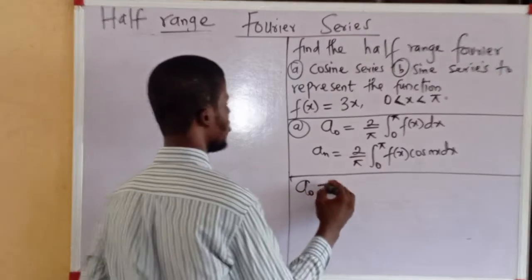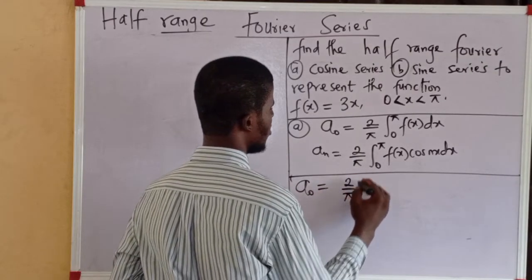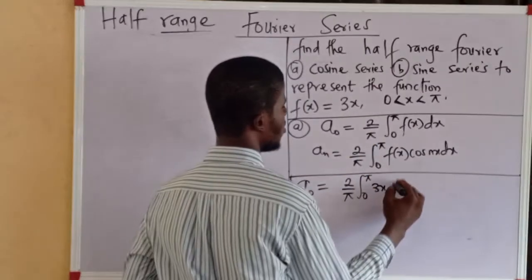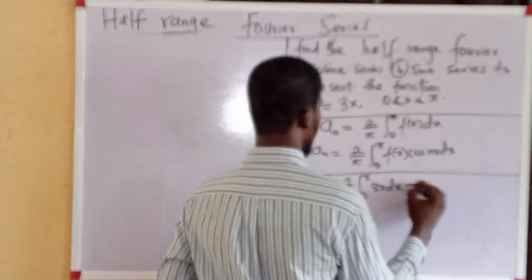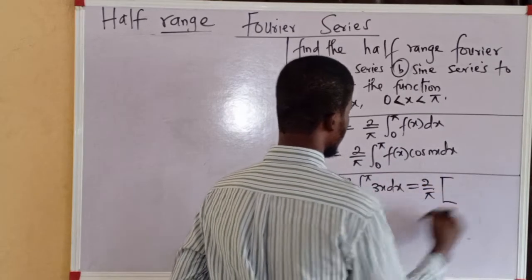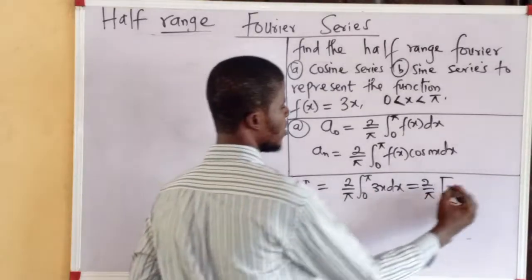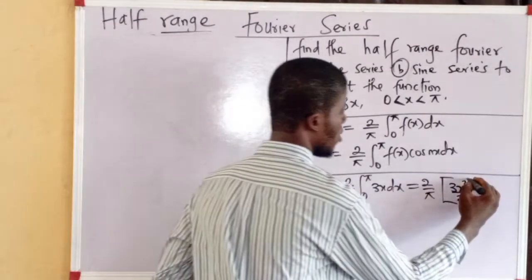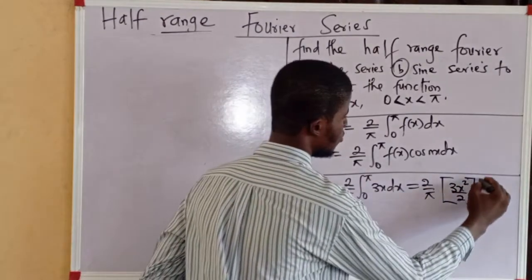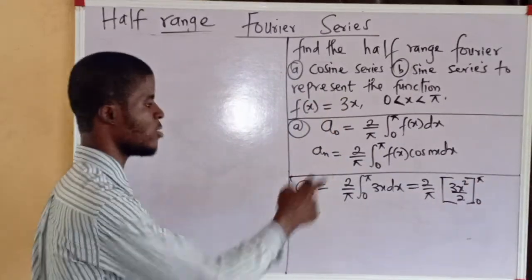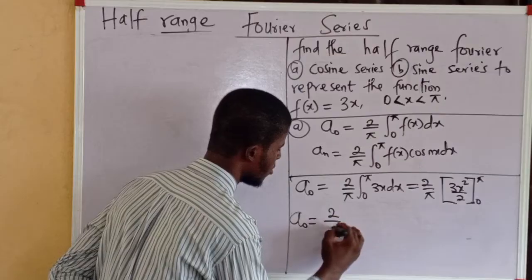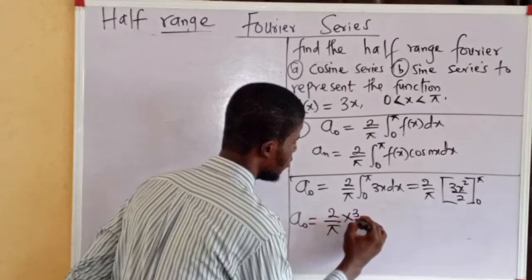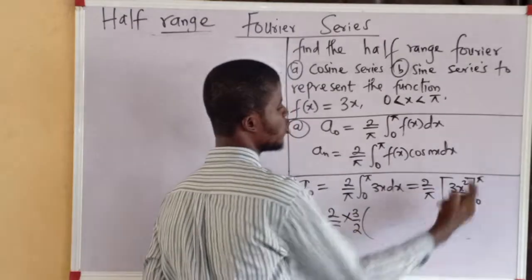A naught is 2 over pi times the integral from 0 to pi of, what's f of x? 3x dx. So we have 2 over pi. The integral of 3x dx is 3x squared over 2 by the rule of integration. The integration is from 0 to pi. So let's evaluate that. This is it, 2 over pi. 3 over 2 is a constant, so it can come out. We have 3 over 2 into, we just have x squared left.